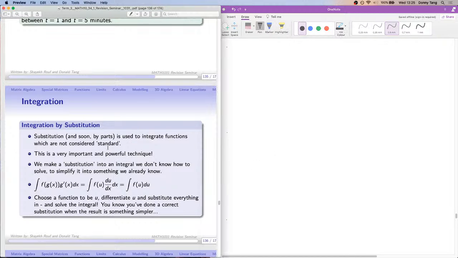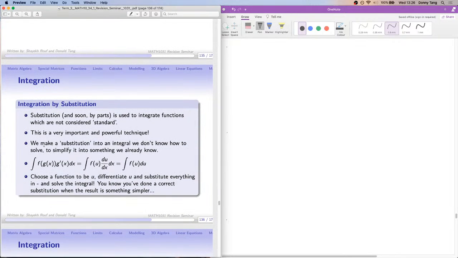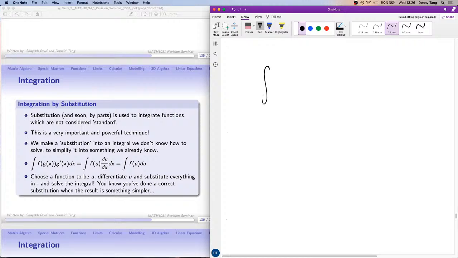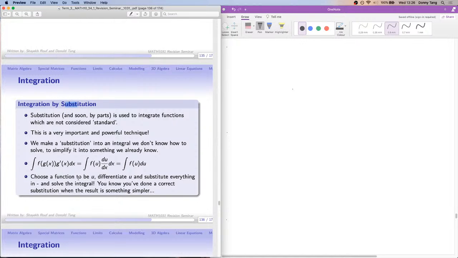Integration by substitution. Substitution is used to integrate functions which are not considered standard. This is a very important and very powerful technique, and if you haven't practiced it already, make sure you practice it like 1 billion times because it's very important. Integrals aren't going to be hand-fed to you. They're not going to tell you to integrate something like x squared dx in the exam, because that's just a copy-the-formula-sheet type question. They're going to create one that's a little bit more obscure, with multiple things combined. And that's when you want to use integration by substitution.